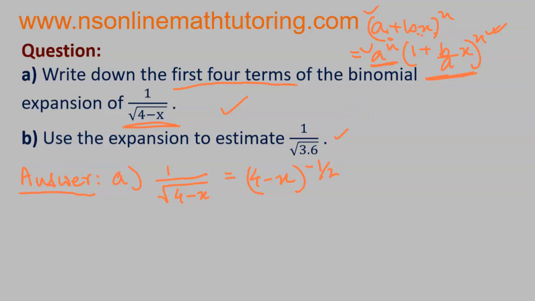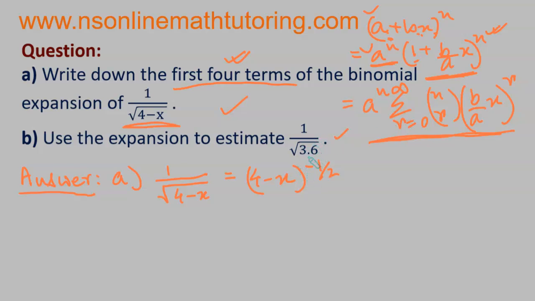So this was equal to a raised to the power of n, and sigma r is equal to 0 to infinity nCr, and since the first term is 1, we just ignored that part. It is b over a times x raised to the power of r. So this is the binomial expansion total, and it is an infinite series, so they are asking us to give the first 4 terms of this infinite series.